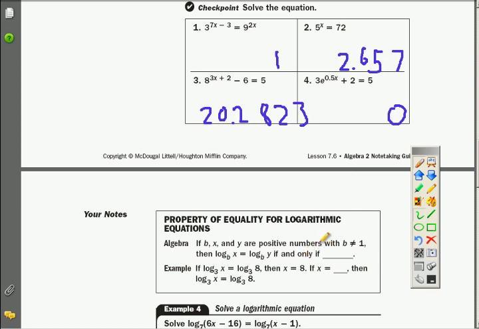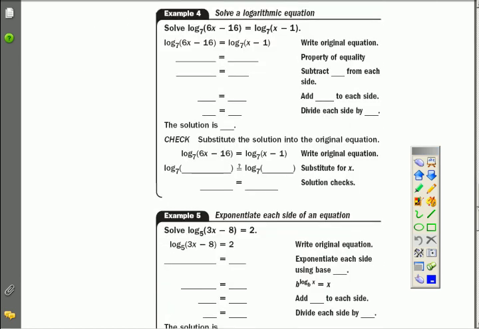The properties of equality for logarithmic equations: if b, x, and y are positive numbers such that b does not equal 1, then the log base b of x equals the log base b of y if and only if x equals y. And that seems to make sense as long as we don't get too mathematical in our own brain about it. So if I said log base 3 of x equals log base 3 of 8, you would say x must equal 8. And if x equals 8, therefore this would be true. So I hope you guys don't overthink that. I think the book is saying stuff like that just because you might take it to the next level, which I'm afraid we're probably not going to do.